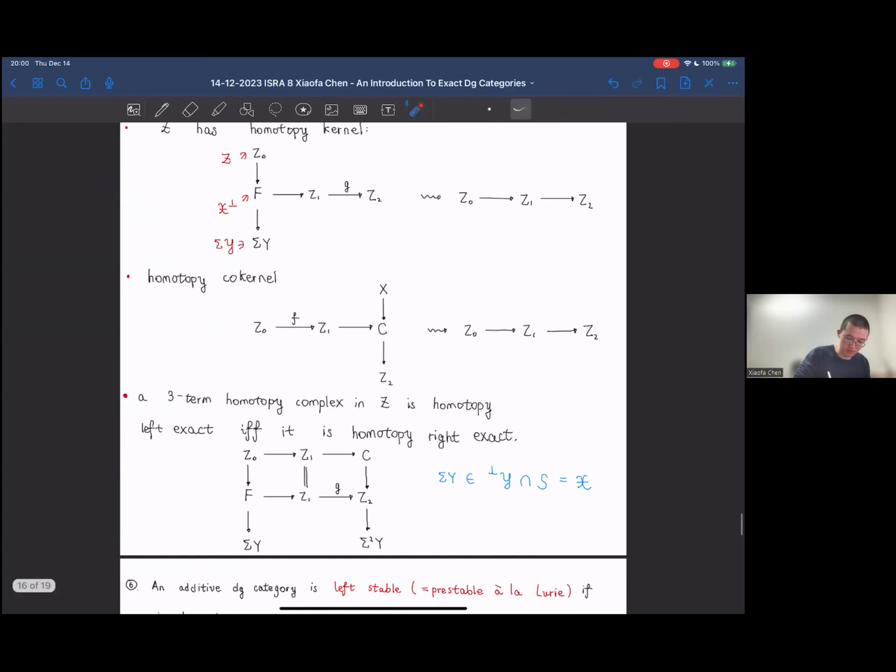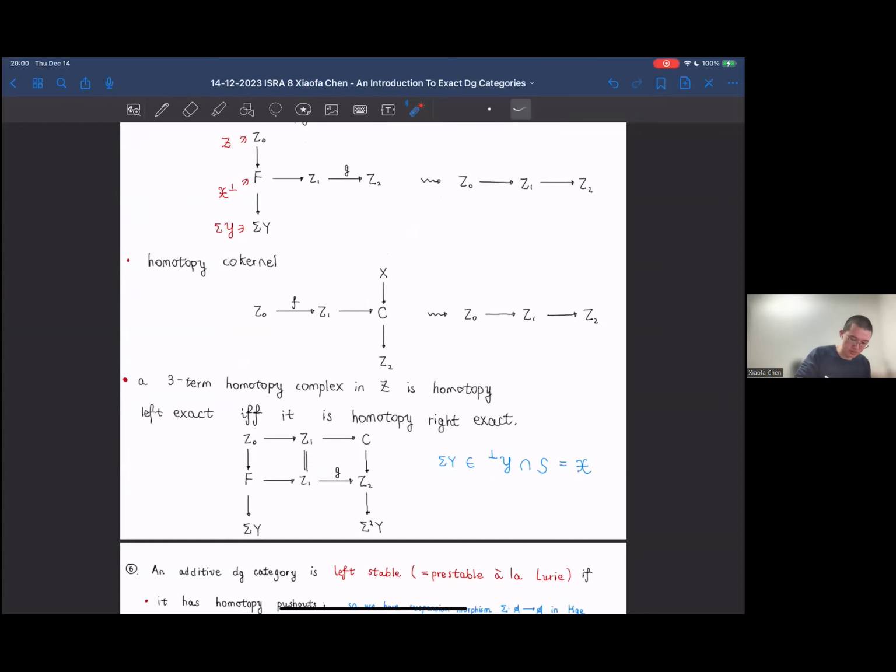Yes, I have checked it here. By the octahedron axiom, this is an object in shift 2 of Y. So this object is in shift of Y, and in particular it lies in the subcategory S. Okay, so we only need to show that this object is in the left orthogonal of Y, but we can check this by showing that C and the shift inverse of Z2 are in this category. So I think this can be checked easily.